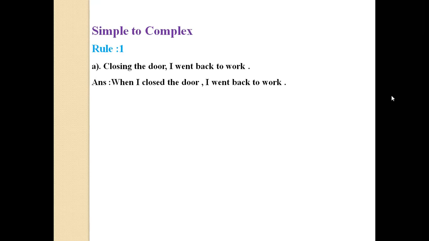Here, closing the door, I went back to work. Here it indicates time, so use when. Then subject, here subject is I, and I went back to work is in past tense, so use the past tense of close, and that is closed. So the answer will be when I closed the door, I went back to work.